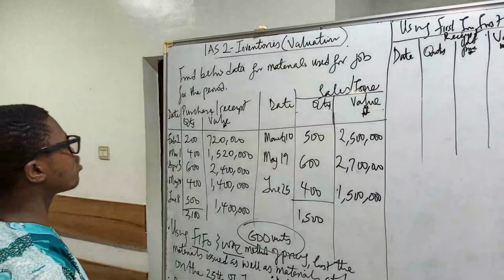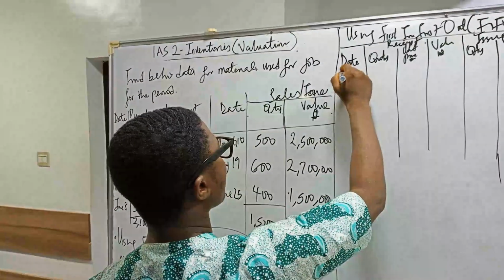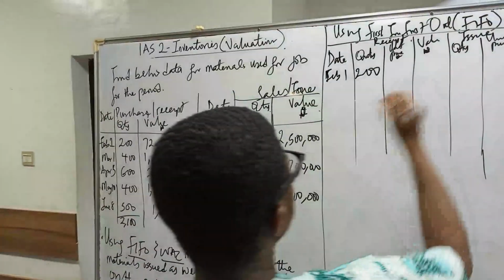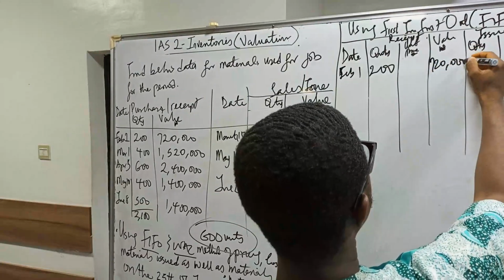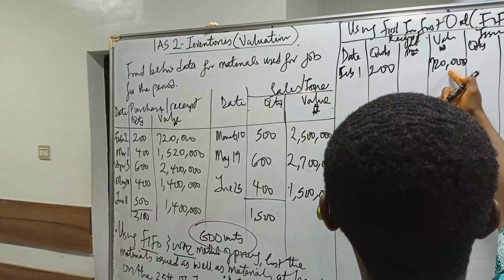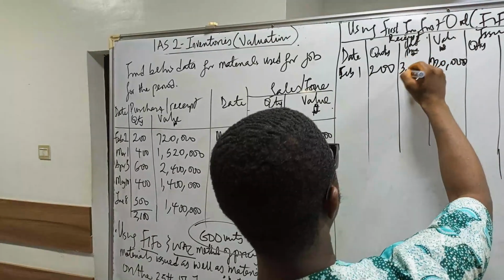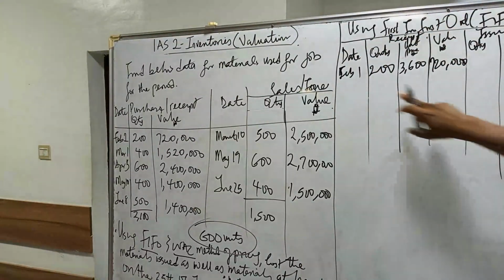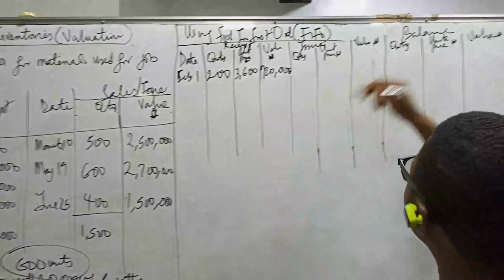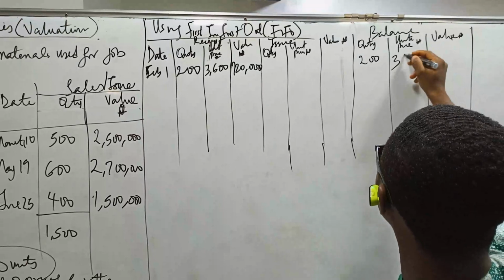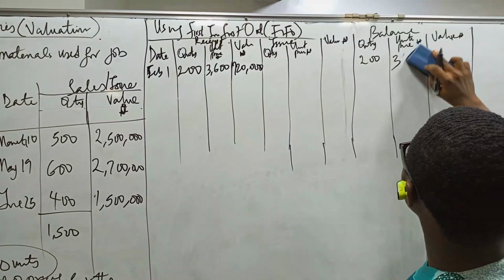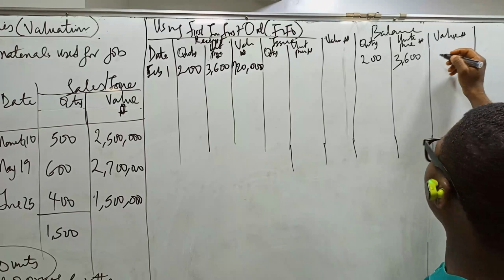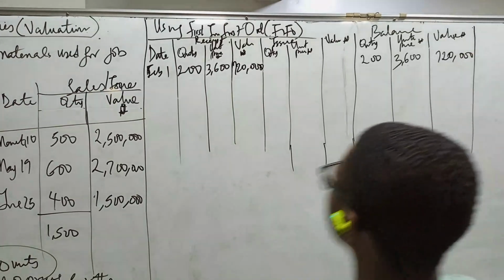February 1st, we received 200 units. At what price? We don't know the price, but we know the value, at 720,000. To get the unit price, we divide 720,000 by 200. That is the unit price of 3,600. Now that we have received this, it will have effect on our balance. So we go straight to our balance. Our balance after receiving this is 200, still at the unit price of 3,600, and we have 720,000.